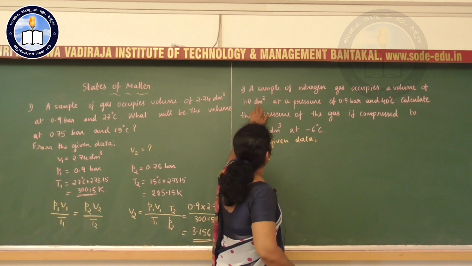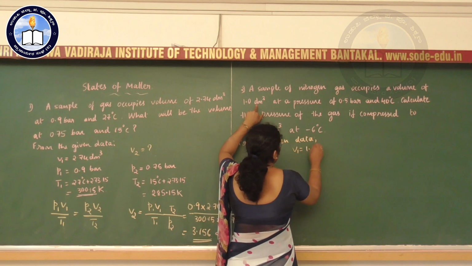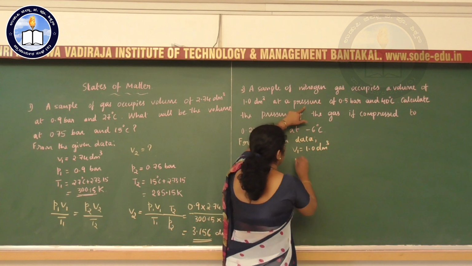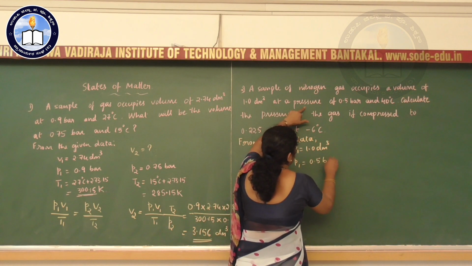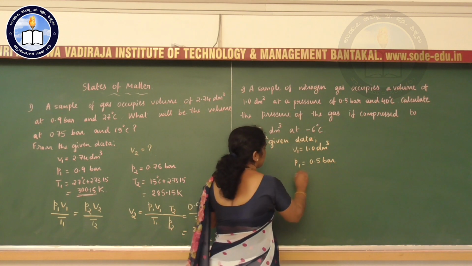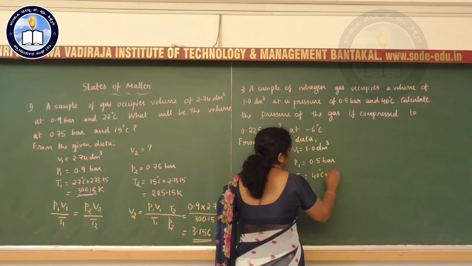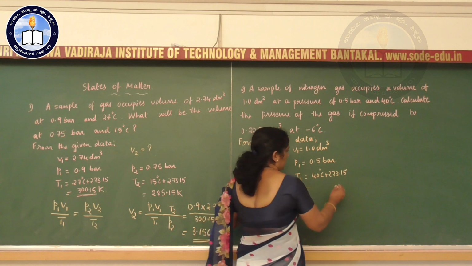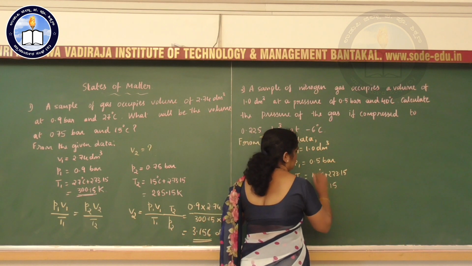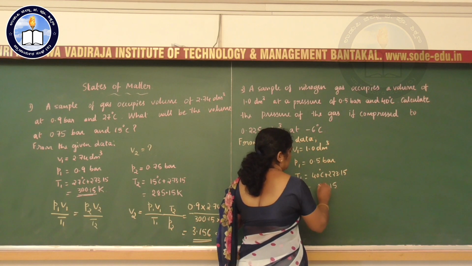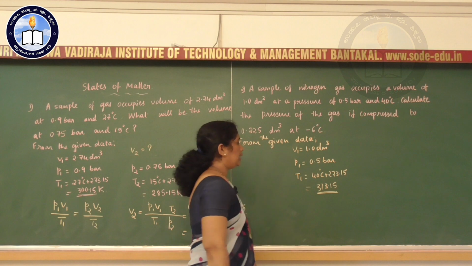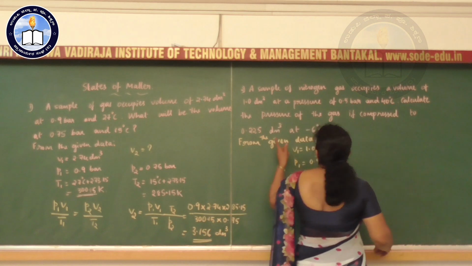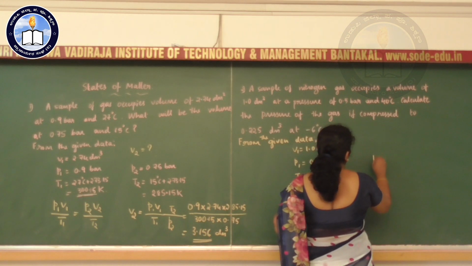In the initial state, volume is given. How much? 1.0 means 1 decimeter cube, that is, liter. Pressure P1, how much? 0.5 bar. Temperature is 40 degrees Celsius. We have to convert this into Kelvin. So we get 313.15 Kelvin. Okay. Calculate the pressure is asked, so we have to find out P2.